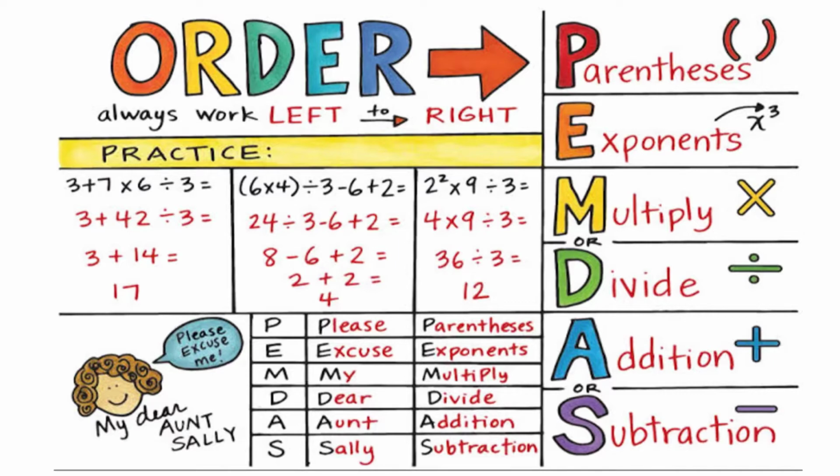In the second problem, we have to do addition and subtraction in the last steps. So it will be 2 plus 2, which is 4. Let's move on to the next problem.